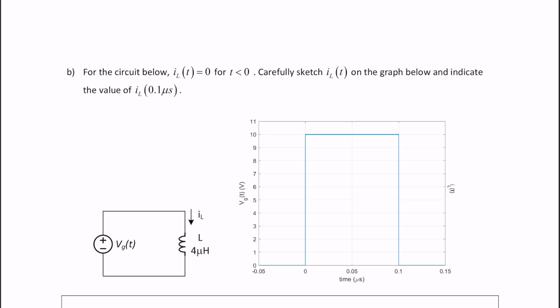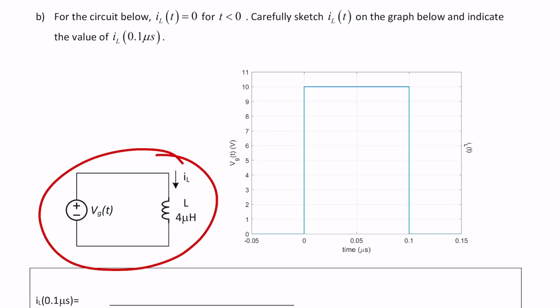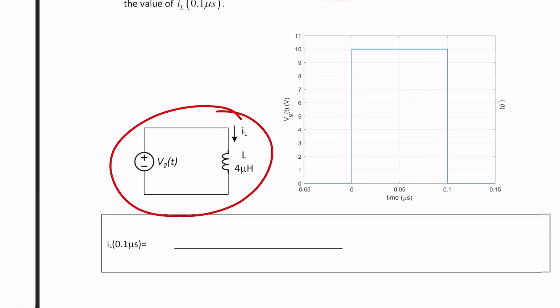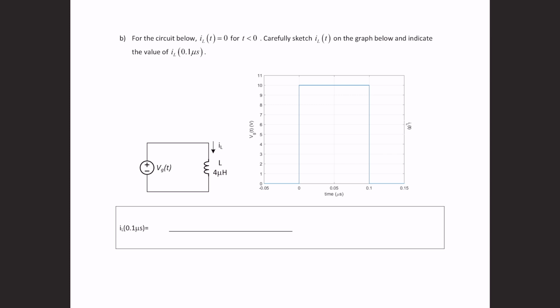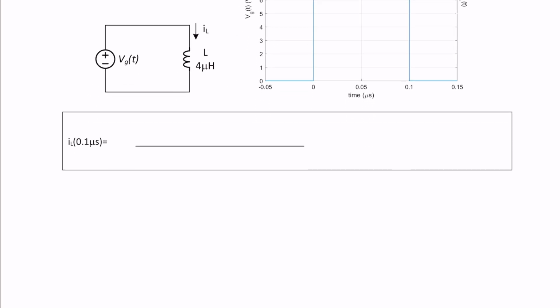Okay, let's first try to understand what this problem is asking us to do. We have a circuit here, and it wants us to sketch IL of t. So we have some voltage, it's a voltage source, and because of that, there's going to be some current flow. This thing is going to get charged, so we want to find how much charge it's getting, how much current is flowing into it over time.